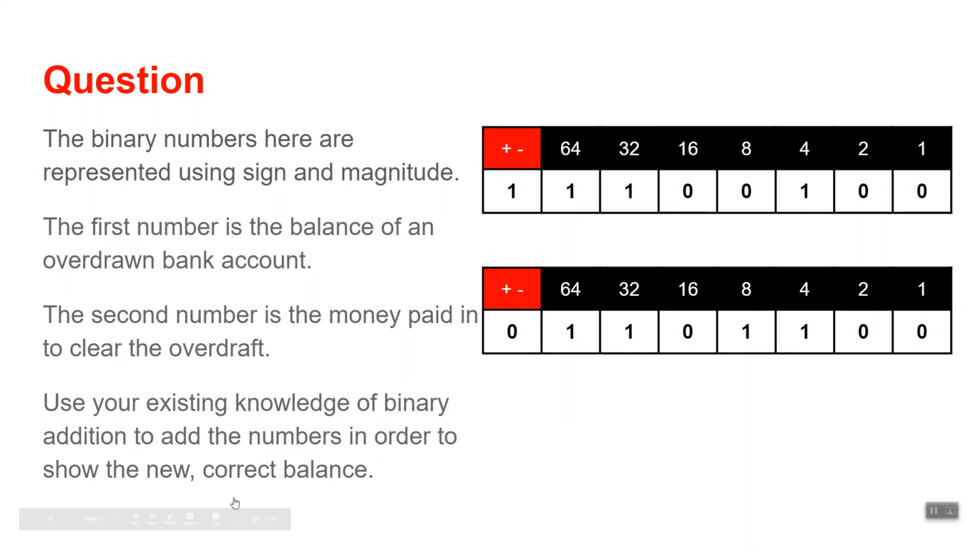And the second value represents the amount that's actually going to be paid in. So it's a very straightforward calculation I'm asking you to do. Basically, you know in real life that if you added £108 to minus 100, you would hope to end up with a balance of £8, wouldn't you? So see if you can do this addition in binary and see what you end up with.